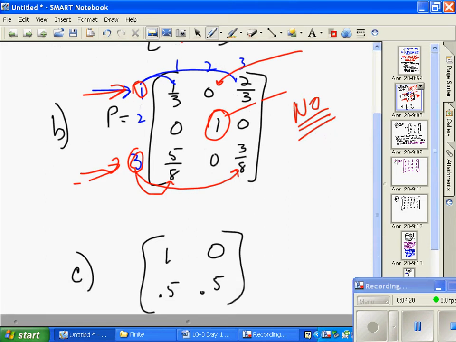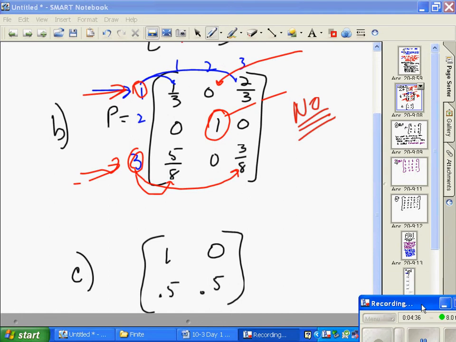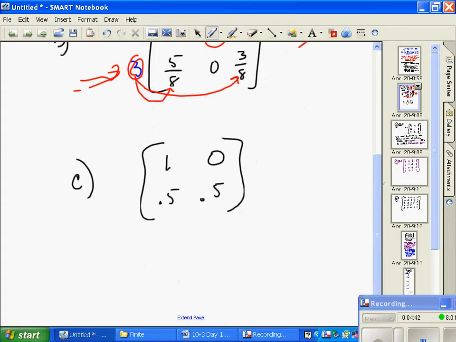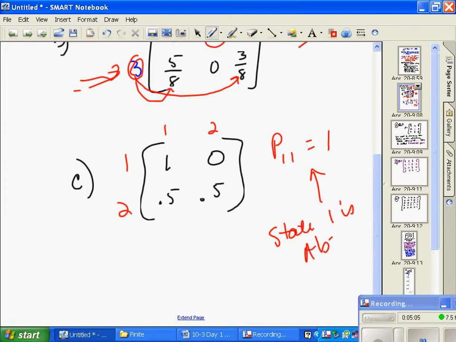Here is matrix C. I have 1, 0, 0.5, 0.5, so I'll give you a couple minutes to write that down. Now, if I look at this one right here, I look at the probability of 1,1. Let me write that out. The probability of 1,1, row 1, column 1, is equal to 1. That is an absorbing state. So I could say that state 1 is absorbing because the row and the column matched.